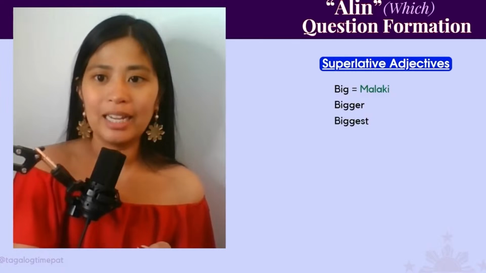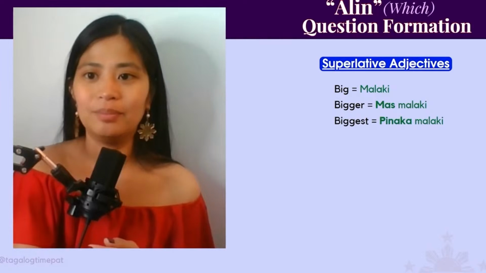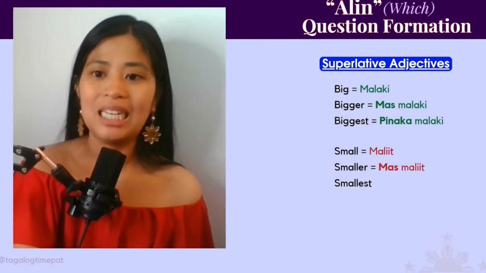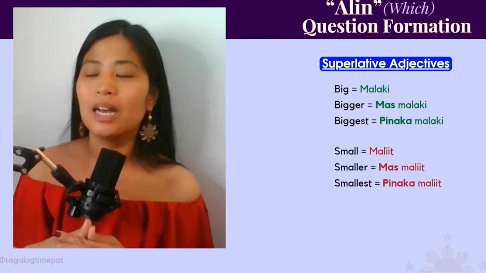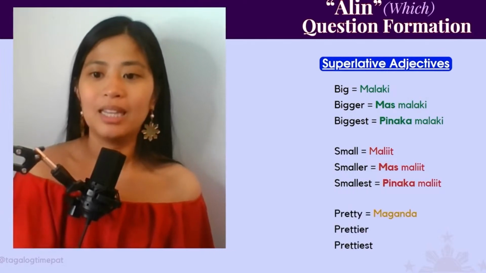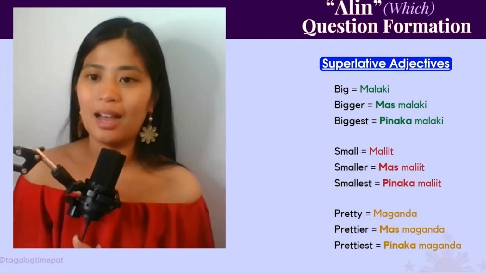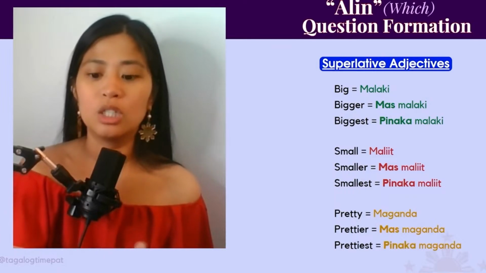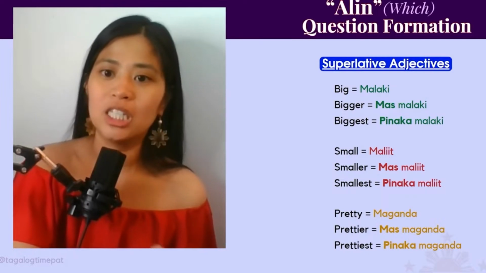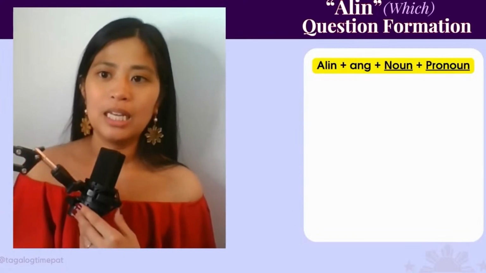So big is malaki, bigger is mas malaki, biggest is pinakamalaki. Small is maliit, smaller is mas maliit, smallest is pinakamaliit. And then just one more example, pretty is maganda, prettier is mas maganda, prettiest is pinakamaganda. So those are the different ways you can describe something, especially in this alin question form, like which is bigger, which is the biggest. Now you can also use alin with a pronoun.